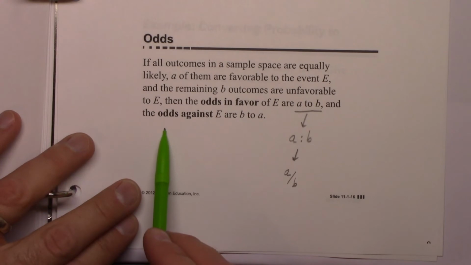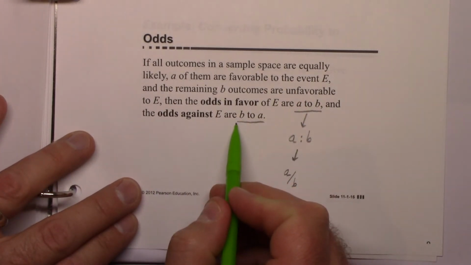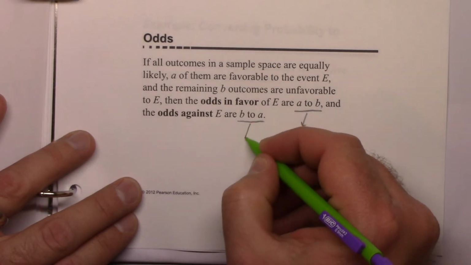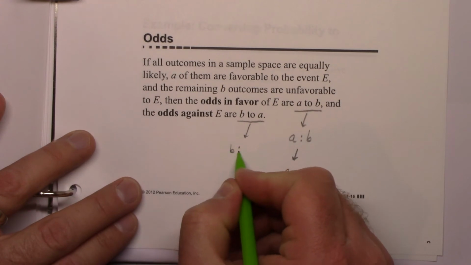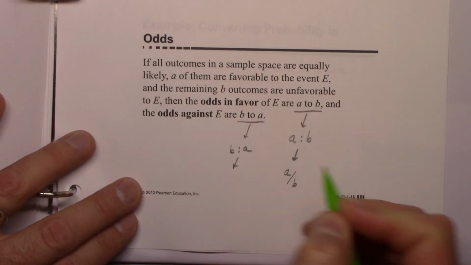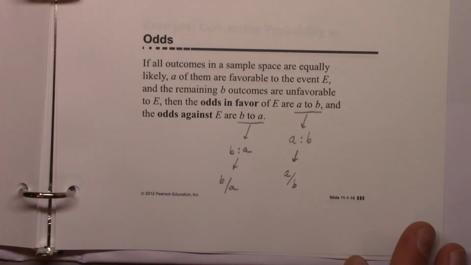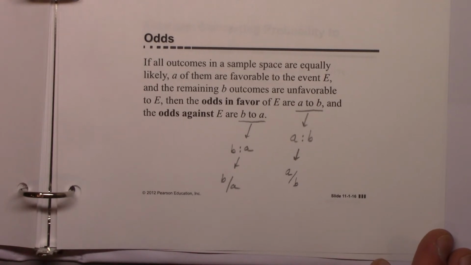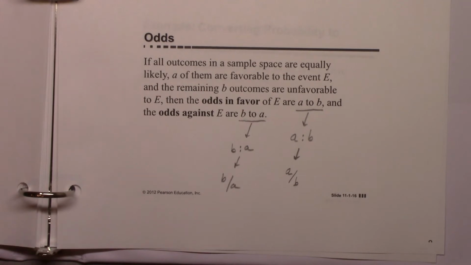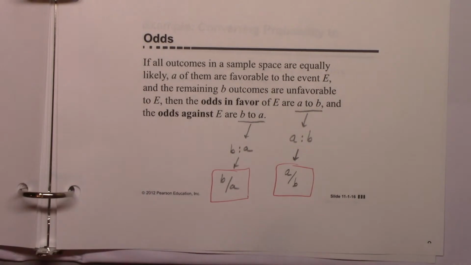The odds against E are just backwards. This would be the number of unfavorable outcomes compared to the favorable. Again, you could write that with the word to, with the colon, B to A, or as a fraction, B over A. So all of those are correct representations. Again, the key is to look on MyMathLab to see how they want you to express it. Most likely, they're going to want the answers represented as fractions.